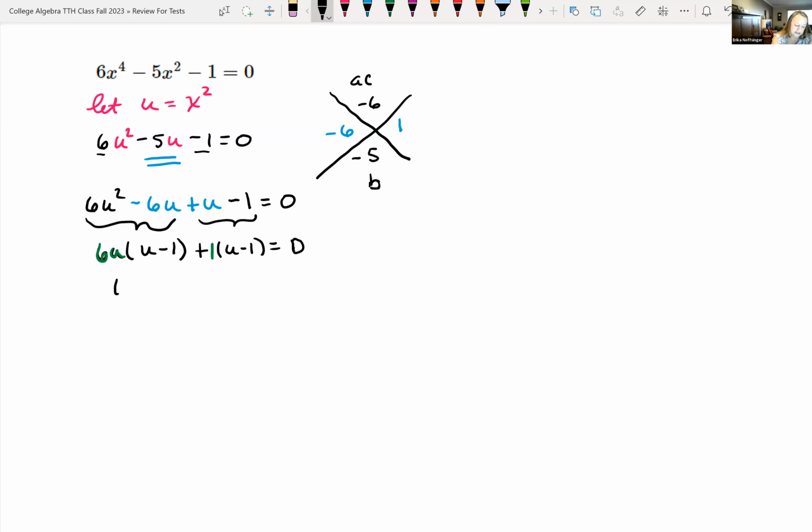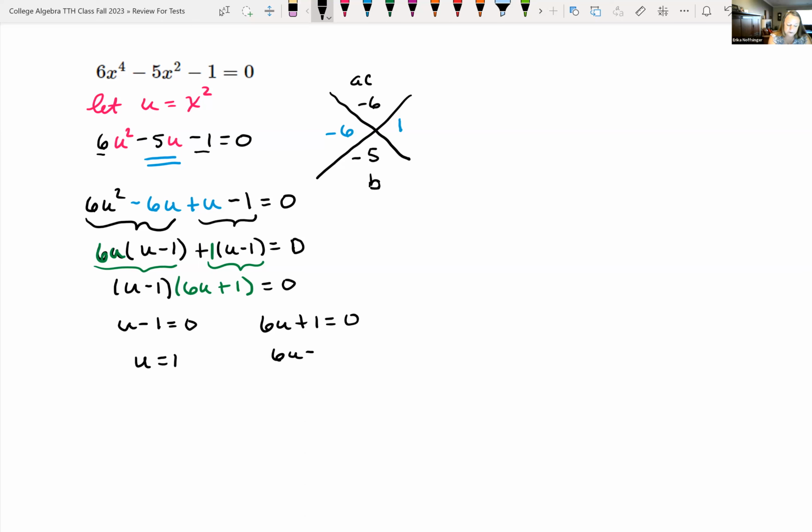So we're going to pull out a u minus 1. So pulling out u minus 1 from the first grouping, you're left with 6u. And pulling out u minus 1 from the second grouping, you're left with plus 1. This is equal to 0. And so we're looking at when is u minus 1 equal to 0 and when is 6u plus 1 equal to 0. So solving for u in each case, we get u is equal to 1. Subtracting 1 on the other equation, we get 6u equals -1. And dividing through by 6, we get u is equal to -1/6.